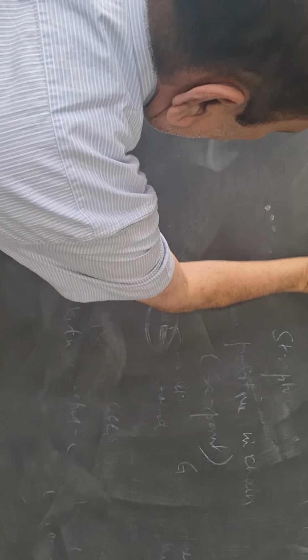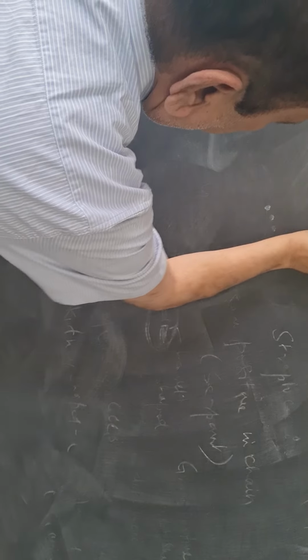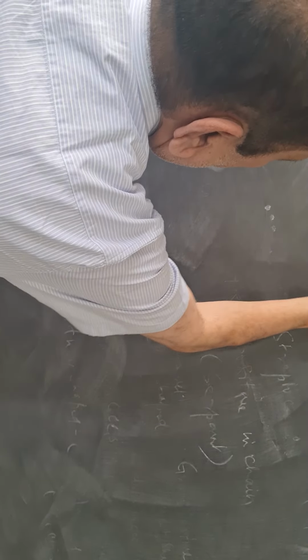Bacilli are rod-shaped organisms, 3 micron in length and 0.3 micron in breadth. So now they are classified depending on three criteria.